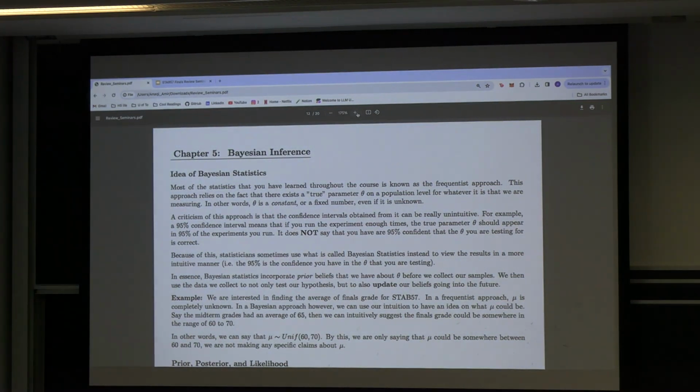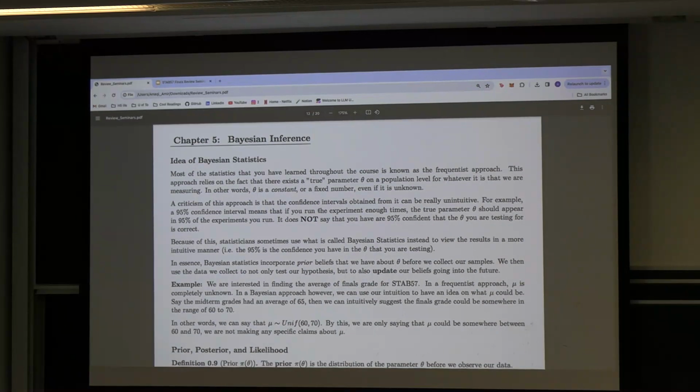So I'll go through some of the concepts. If you have any questions in the middle, just stop me and feel free to ask them. I'll be sure to allocate some time for the questions as well. So what is the idea of Bayesian statistics?